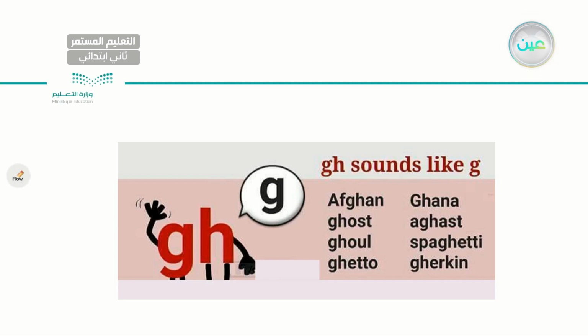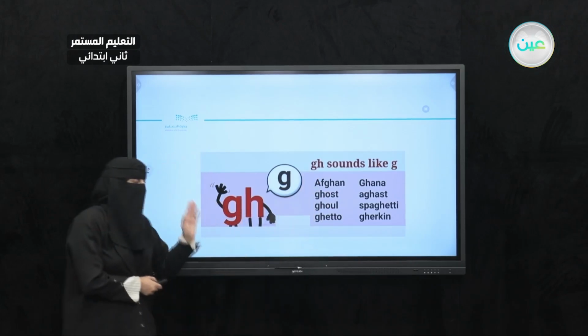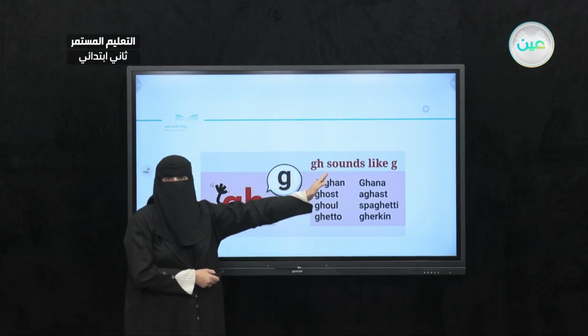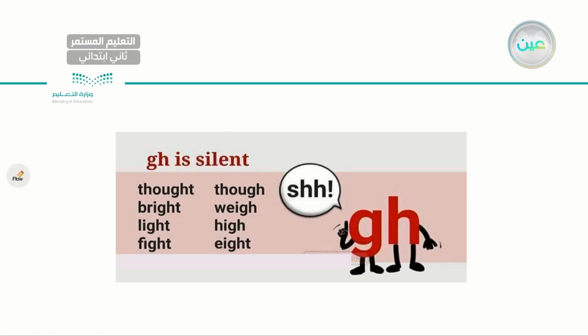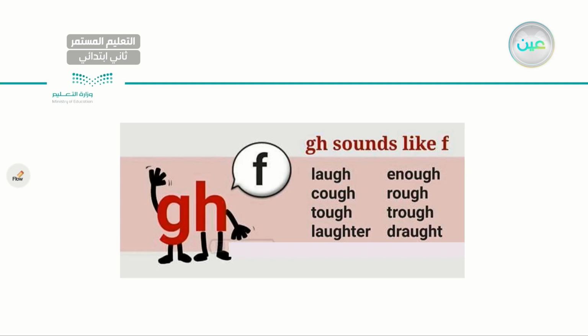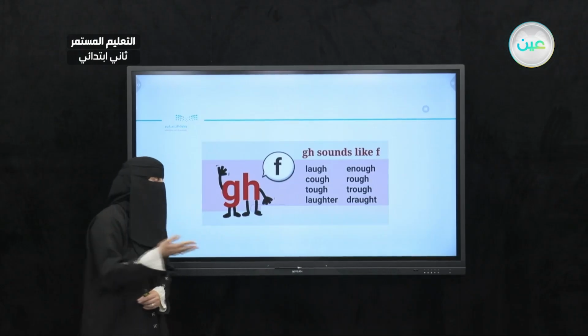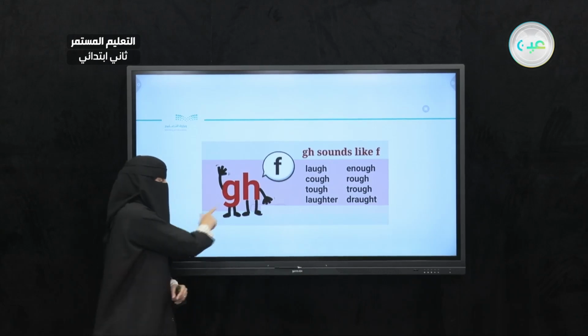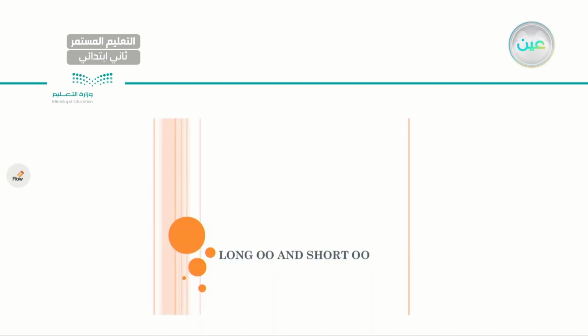So, as you can see, G and H have three different situations. They could be a G sound, could be silent, and they could sound like the letter F, as in cough, as in laugh, as in enough. So with G and H, I have three different situations.